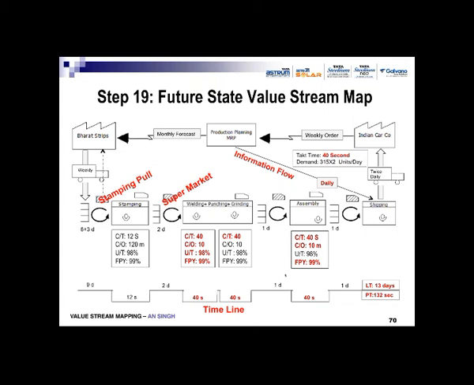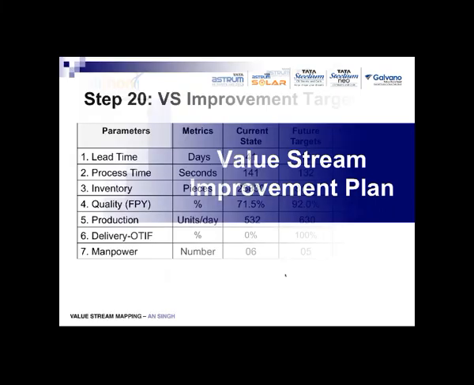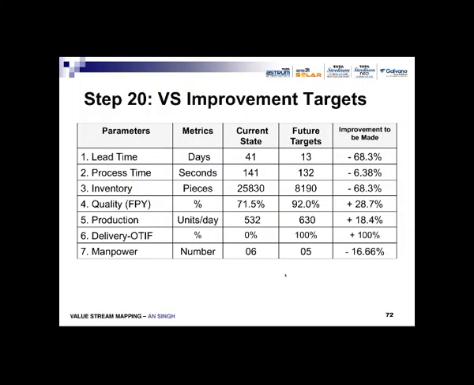So from application of these new tools, inventory has come down from 41 days to 13 days. So now these are the two things that are made: the current state map, the value stream, and the future state map. Now the next step is you have to set the target. What are the key lean metrics?